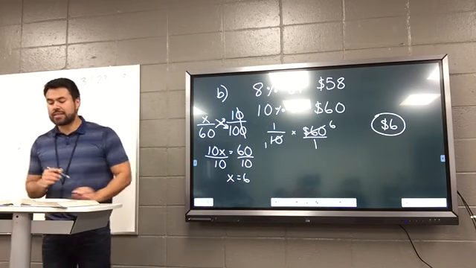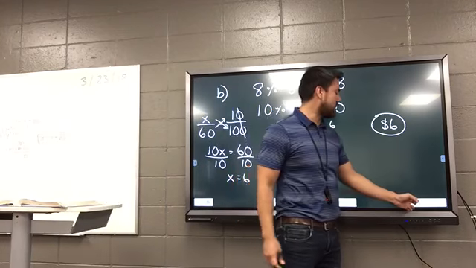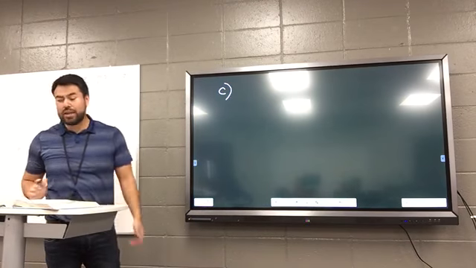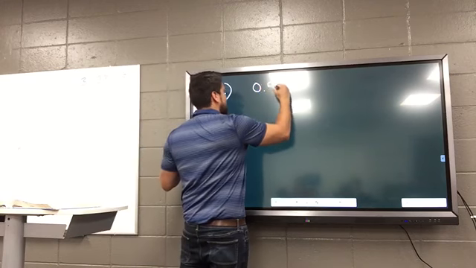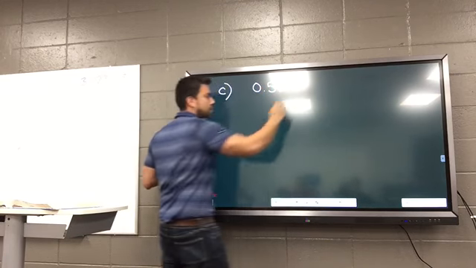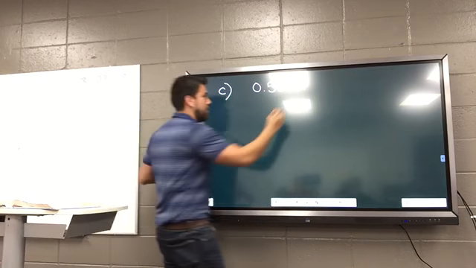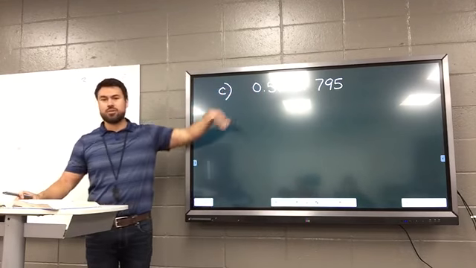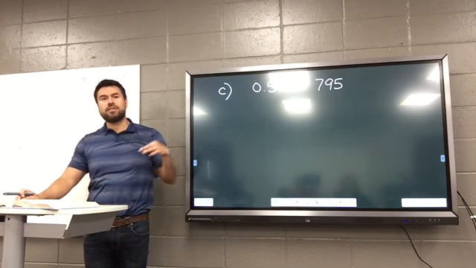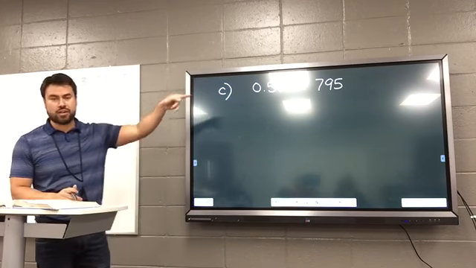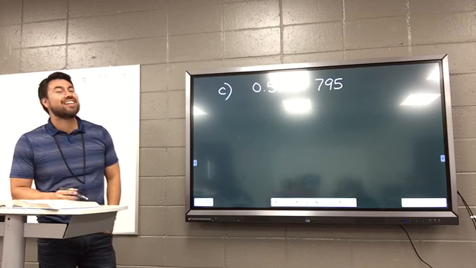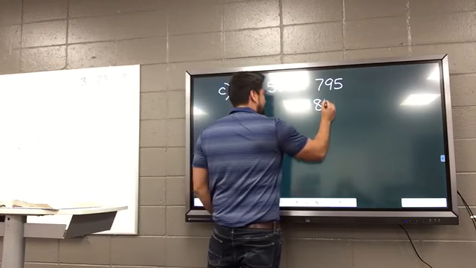Okay, I like this next one because it takes our thought process a step further. It's C. 0.5% of 795. Okay, I'm going to call on someone to tell me what to do with the number. Scout. Just not the percentage, the other number, the whole. So you could round it to 800. Yeah, 800. Make it easy in your life.